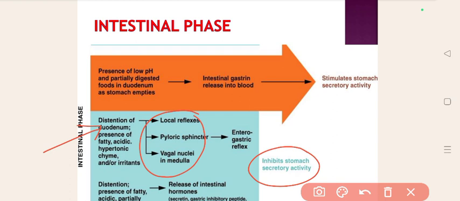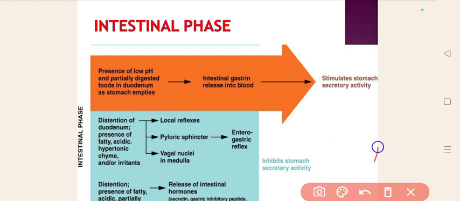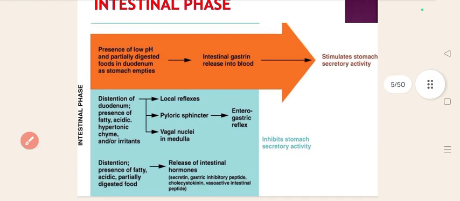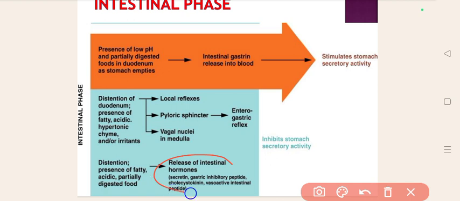Means basically what happens? Distension of the duodenum or the presence of fatty acidic partially digested food will release various hormones like secretin, gastrin, gastric inhibitory peptide, cholecystokinin (CCK), or vasoactive intestinal peptide. All these hormones are responsible for the inhibition of the stomach's secretory activity. So this is the intestinal phase.